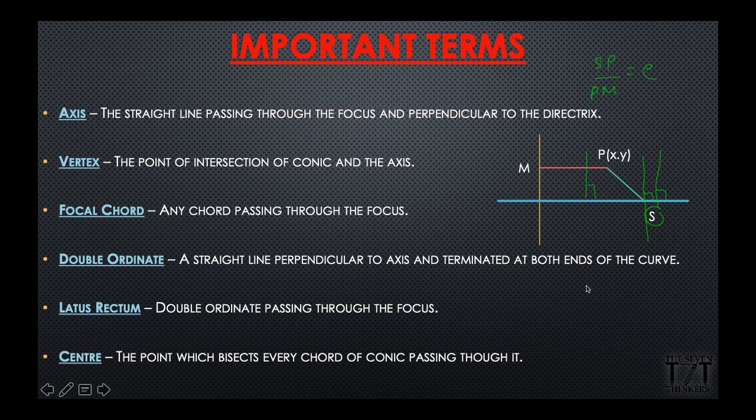And the last term for our conic section is known as the center, and the center of any conic section is defined as the point which bisects every chord of conic passing through it. We're gonna have a separate lecture for how to find out the center and what is a center actually. But for now, we must understand that any given point which bisects every chord of conic passing through it is known as center. So guys, a very short lecture, but discussing the important terms related to conic section.